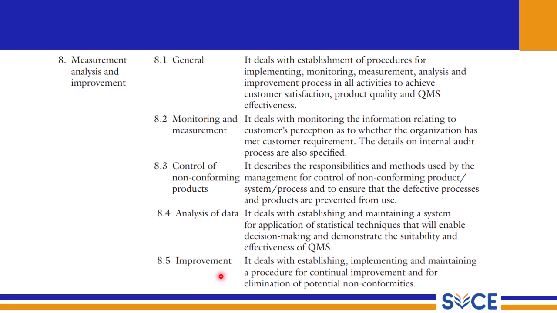Improvement. So the final one, improvement, means continuous improvement. It deals with establishing, implementing, and maintaining continual improvement and the elimination of potential non-conformities. So we have to eliminate non-conforming products and services then and there during the process. Whenever we find a non-conforming product, we have to eliminate it from the process. Potential non-conformities have to be eliminated so that there will be continual improvement inside the project.